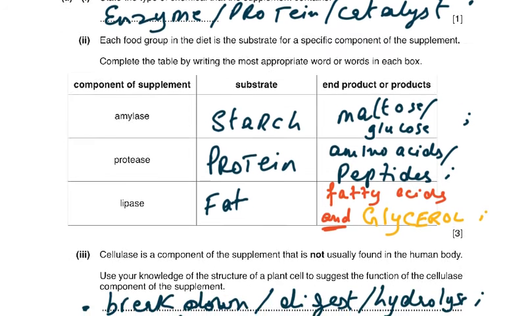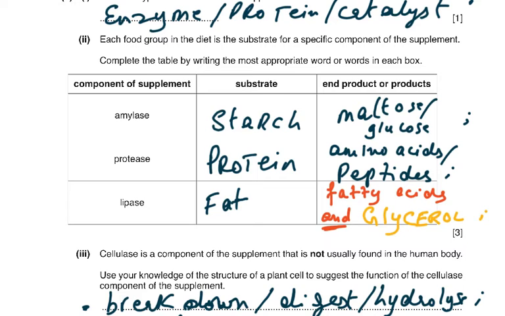So, the component of the supplement amylase breaks down the starch to maltose or glucose. Basically, it breaks down to maltose, but they've allowed glucose as well, which I do not agree with. Then protease will break down the protein to amino acids or peptides. I don't agree with the amino acids here either, but of course it's allowed, so I'm not going to disagree. And fat would of course be converted to fatty acids and glycerol.